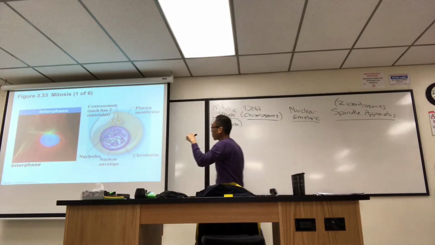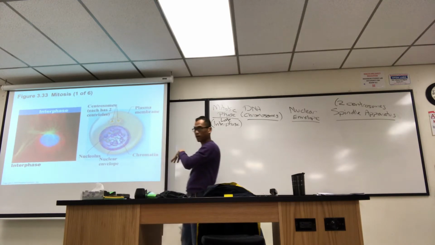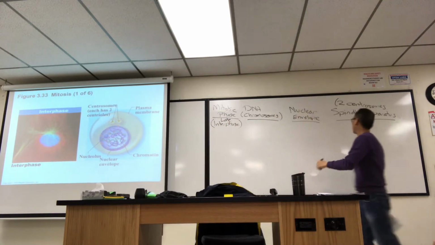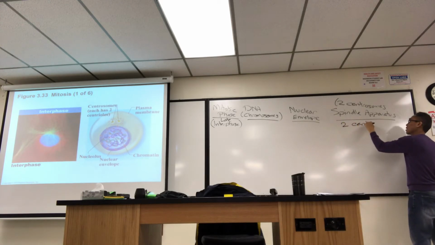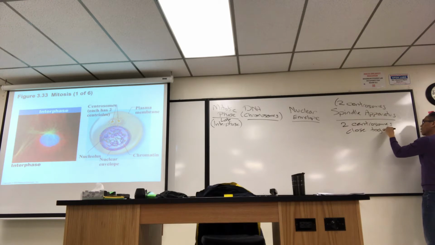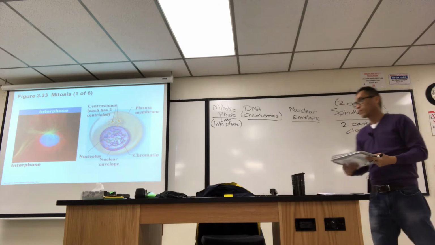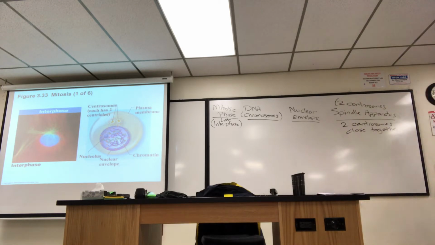I'm going to skip to the spindle apparatus. Notice you won't have one, you'll have two centrosomes and they're close together. That's usually the clue. Two centrosomes close together is usually how I tell I'm in late interphase. Those two centrosomes are going to move apart. When you're done with the whole thing, each daughter cell will have one centrosome, which is what a cell normally has. You don't normally have two. So two is the clue.